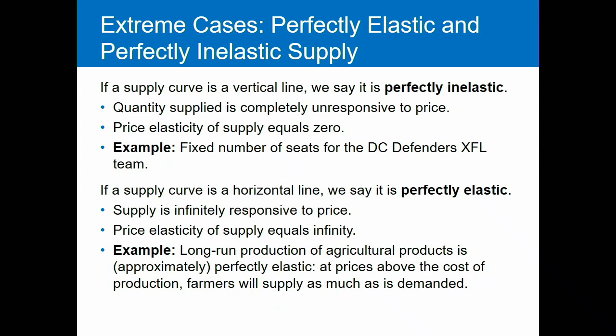And if the price drops below the cost of production, so they're losing money, they'll drop their production to 0 instead of losing money. They'll just break even. So if there's any price change, we see huge changes in the long run in the amount of crops being supplied. And that's pretty much the only decent example of perfectly elastic supply.